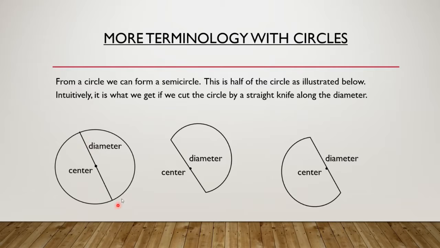So you can imagine having a circle, and you draw a diameter, where the endpoints are two points on the circle, but it passes through the center. And you can imagine taking a knife and cutting the circle along the diameter. Then you get a semicircle.